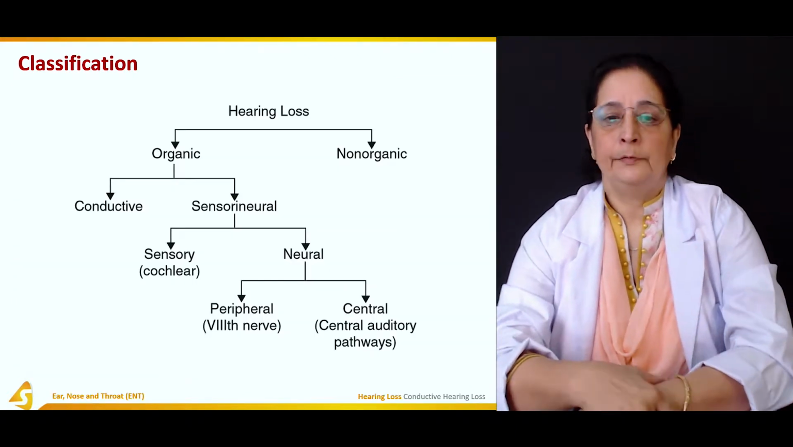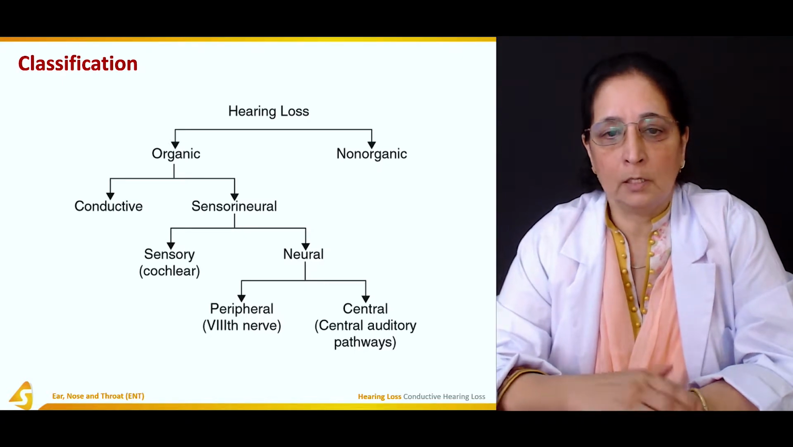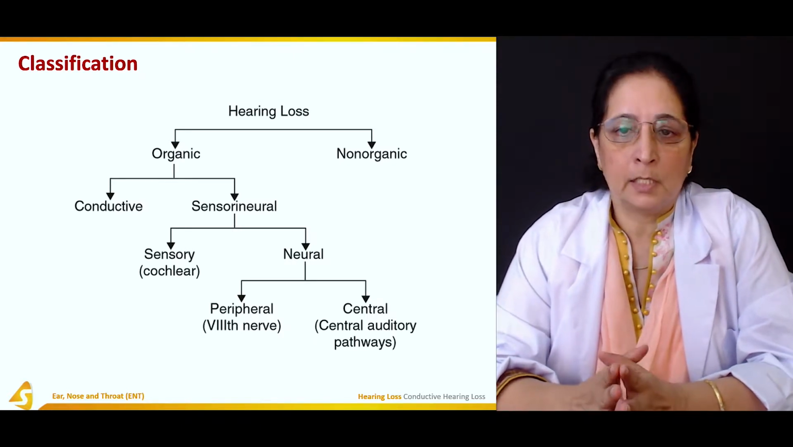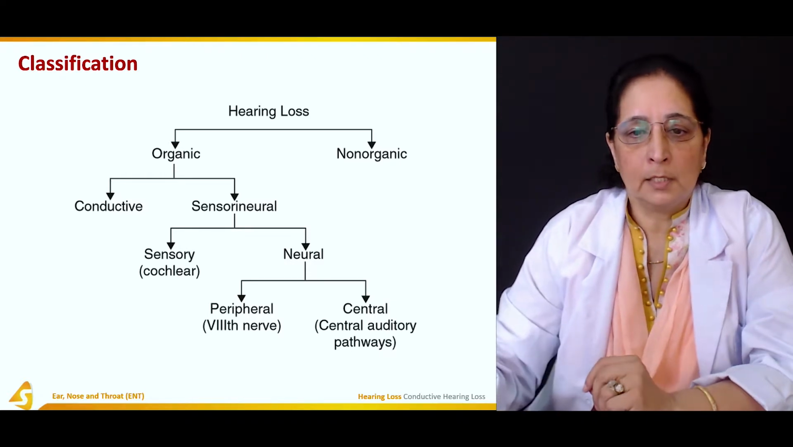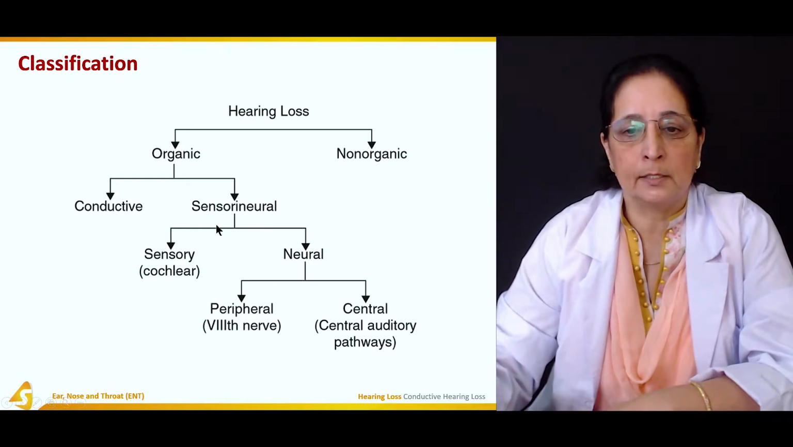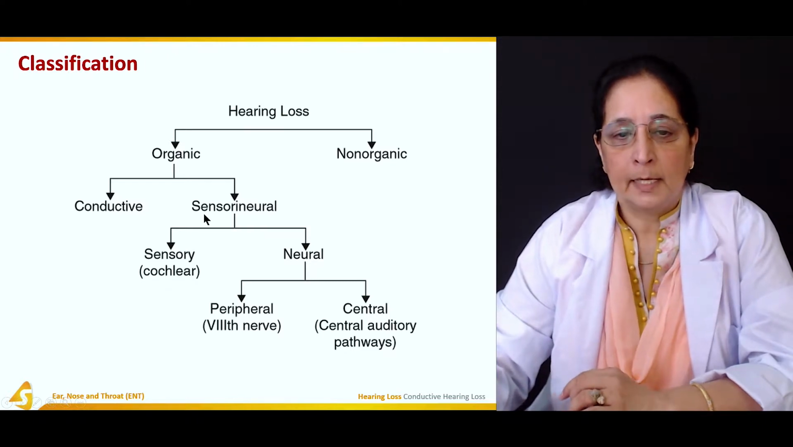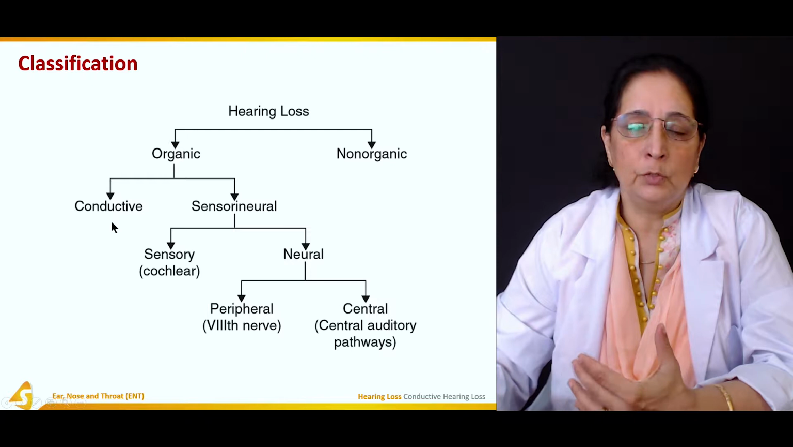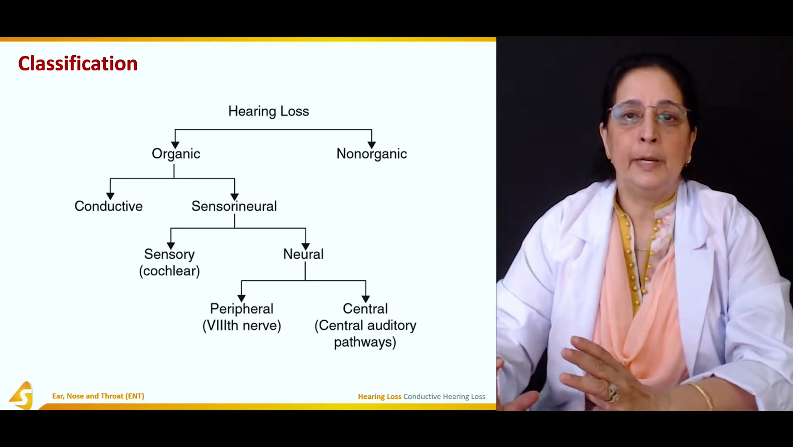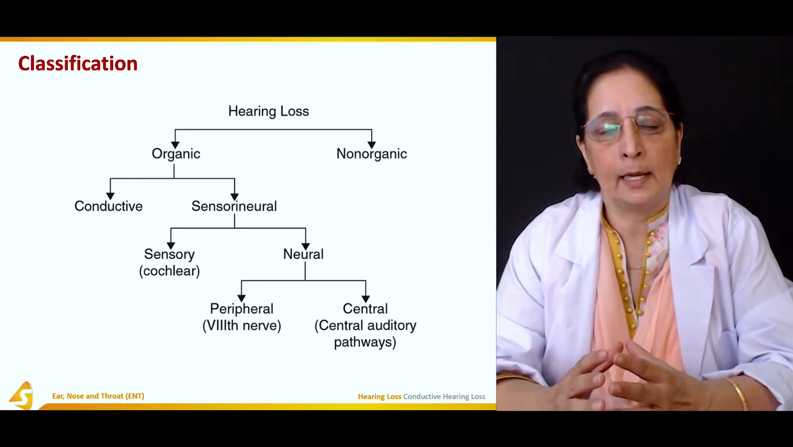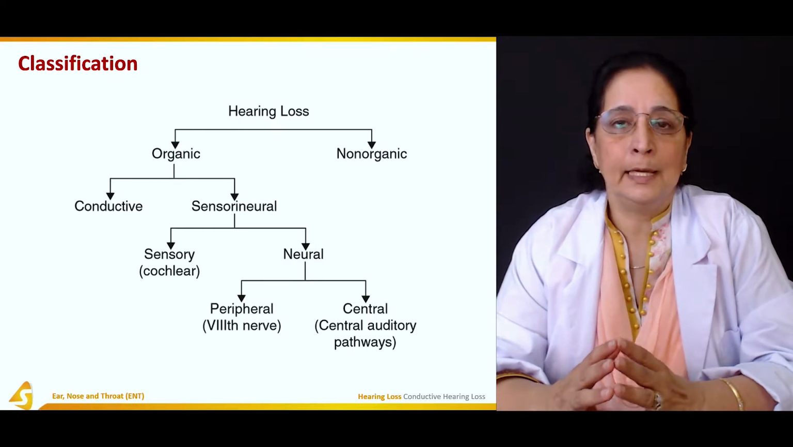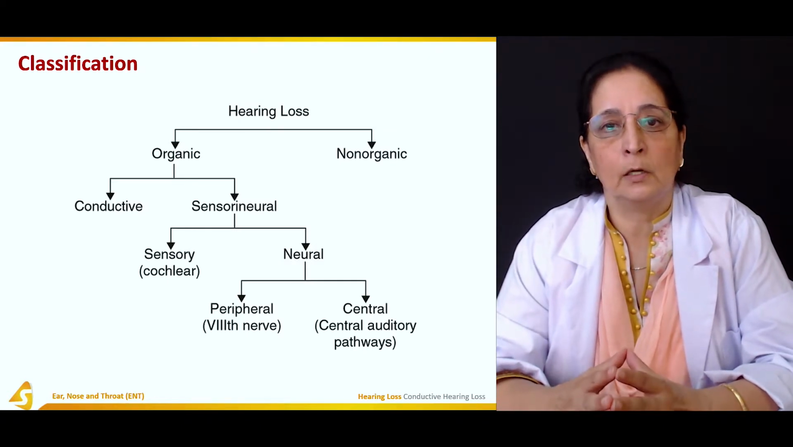So first, the classification of hearing loss. Hearing loss is subdivided into organic causes and non-organic causes. Organic causes are mainly divided into two main types, conductive and sensorineural hearing loss. As the name shows, conductive is mainly due to interruption or blockage in the conduction of sound waves, and it mainly involves the external auditory canal and part of the middle ear.